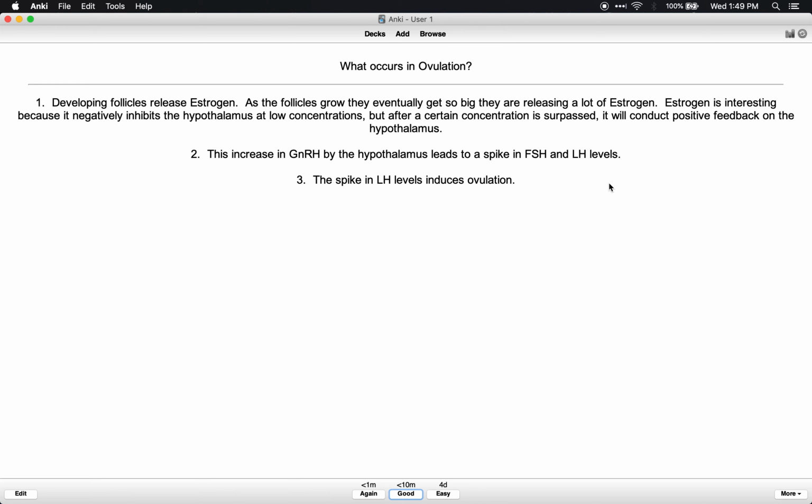Oh, okay. Developing follicles release estrogen. As the follicles grow, they release lots of estrogen because it negatively inhibits the hypothalamus.